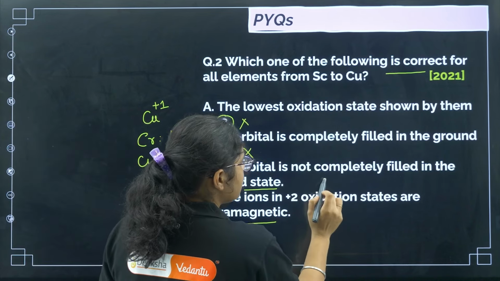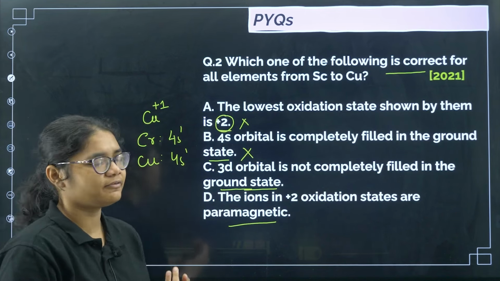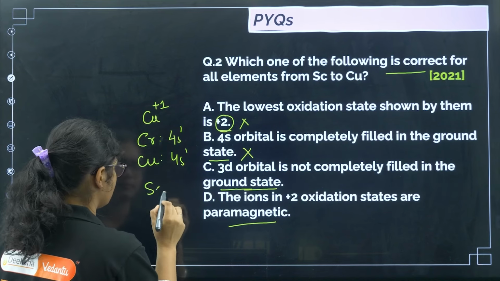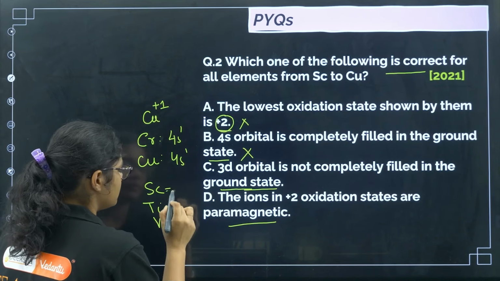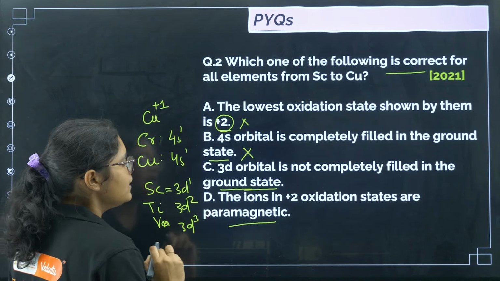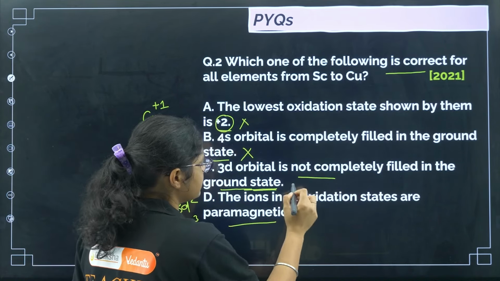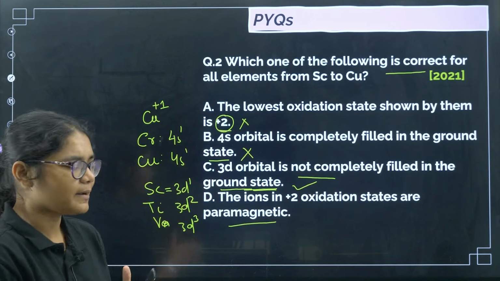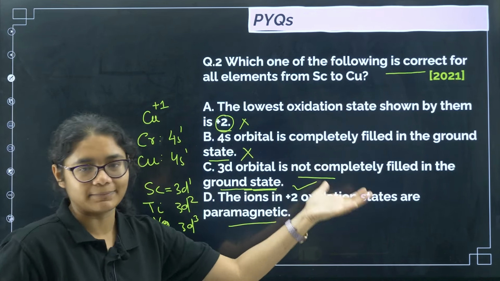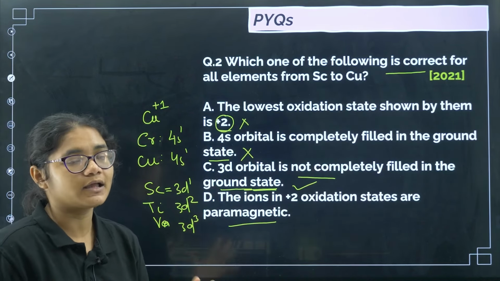Now 3d orbital is not completely filled in the ground state. If you see for many elements, like scandium, titanium, vanadium, you see 3d1, here it is 3d2 and here it is 3d3, right? So the 3d orbital is not completely filled in the ground state, this can be a correct statement. It is not mandatory that every element in their ground state must have 3d completely filled. Almost every element except copper and zinc has 3d orbitals incompletely filled in the ground state.